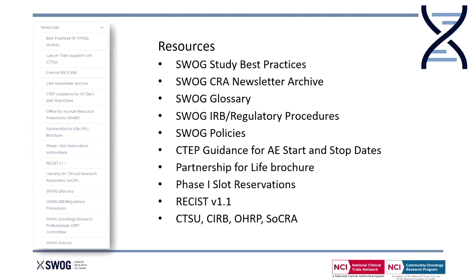And then again, under resources separately, we have a bunch of information specific to SWOG, best practices again, the CRA newsletters, the SWOG glossary, because you can never have too many reminders of what all these acronyms mean. A link to the IRB regulatory procedures on SWOG.org, and a link to the policies page on SWOG.org. Then we have some CTEP and OPEN related links, and finally your standard alphabet soup of other organizations, CTSU, CIRB, et cetera, links to those folks.